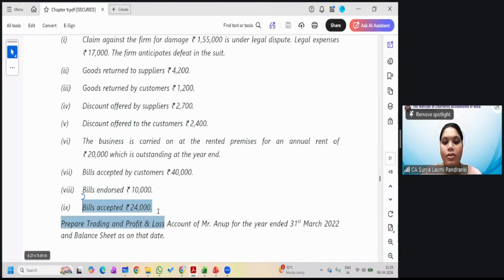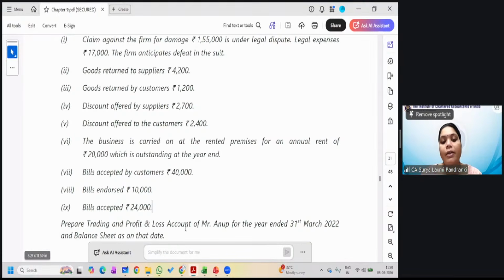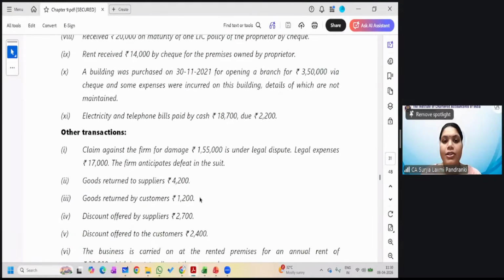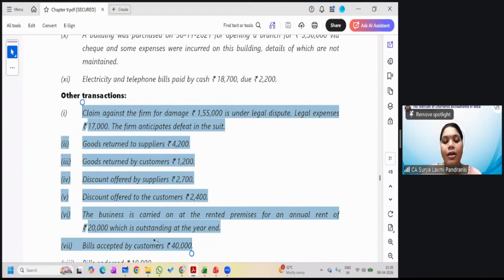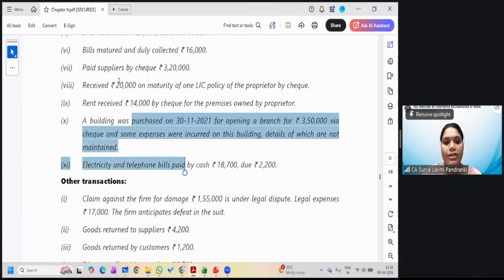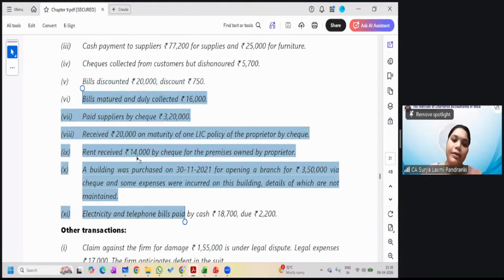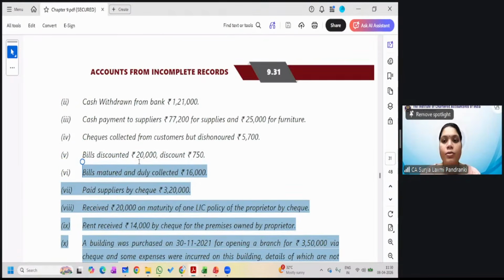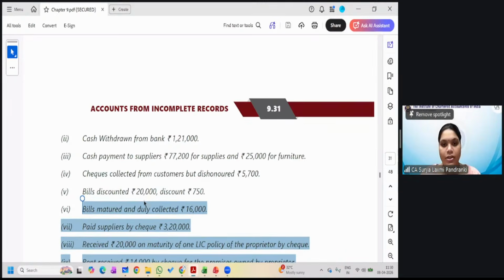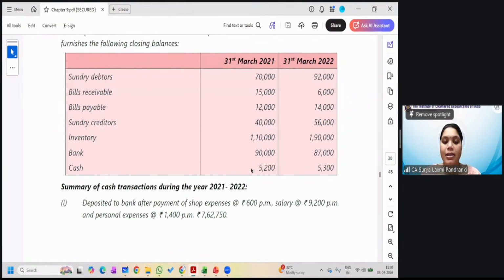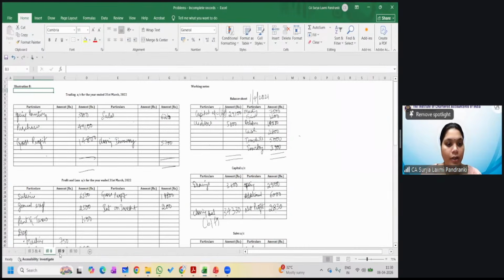And bills accepted, this also has to be recorded in your bills payable and bills receivable account. And what is finally asked? You are asked to prepare the trading P&L and the balance sheet as on that date. I think cash transactions are separately given. All these transactions, whatever we have seen earlier, did not affect any cash. But here, whatever transactions we have seen are affecting cash, either inflow or outflow. So they have separated the cash transactions and other transactions and given to you. And some opening and closing balances are also given to you. What we will have to do is to prepare the trading P&L and all other accounts, right?